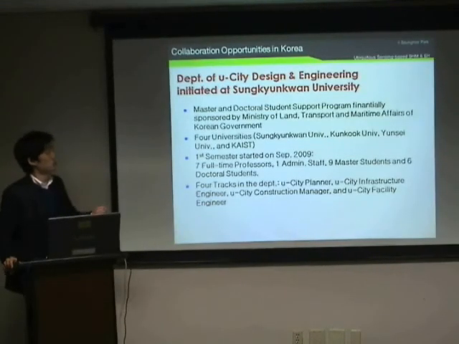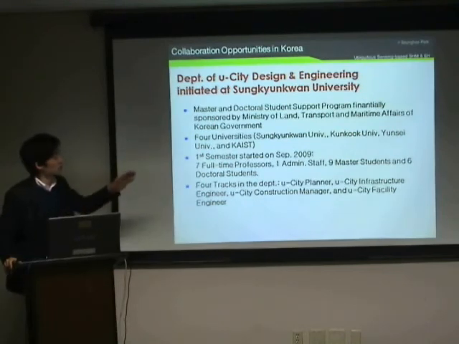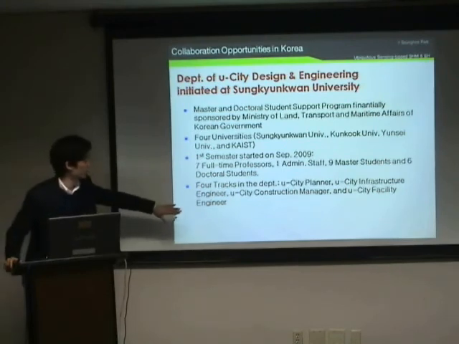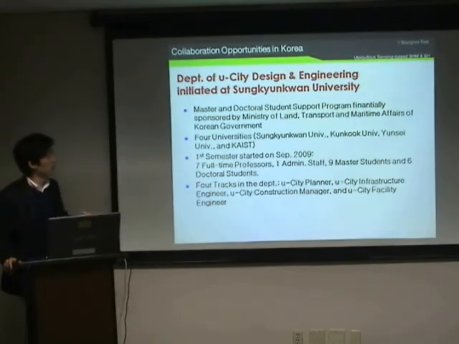New idea and new department. So in this context, last year a new department, the Department of UCT Design Engineering, was initiated at Seunghee University. UCT means Ubiquitous City. So master's and doctoral students are now financially supported by the government, and there are 4 universities in Korea: KAIST, Yonsei, Konkuk, and Seunghee University. We have 4 tracks in the department: planner, infrastructure, construction manager, and facility engineer to develop ubiquitous cities.